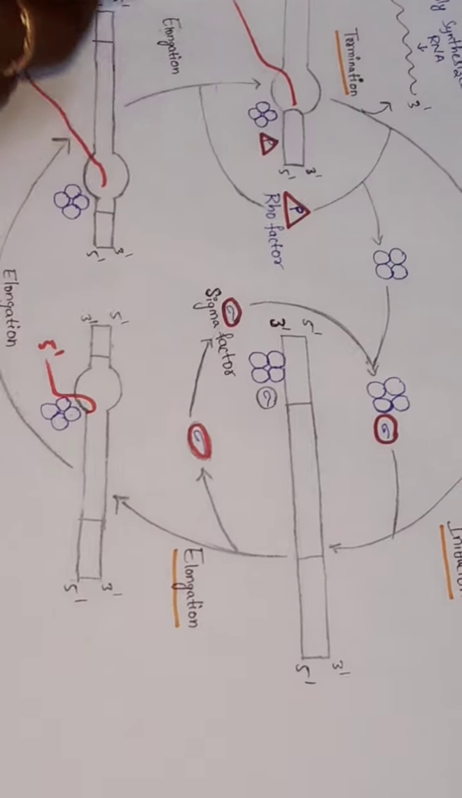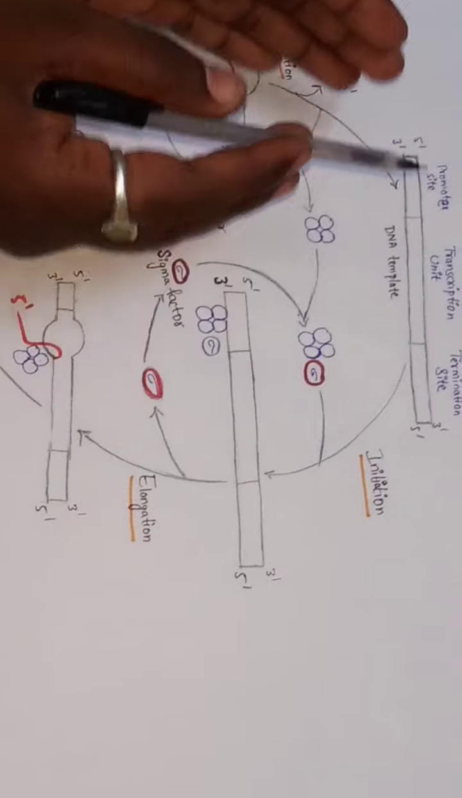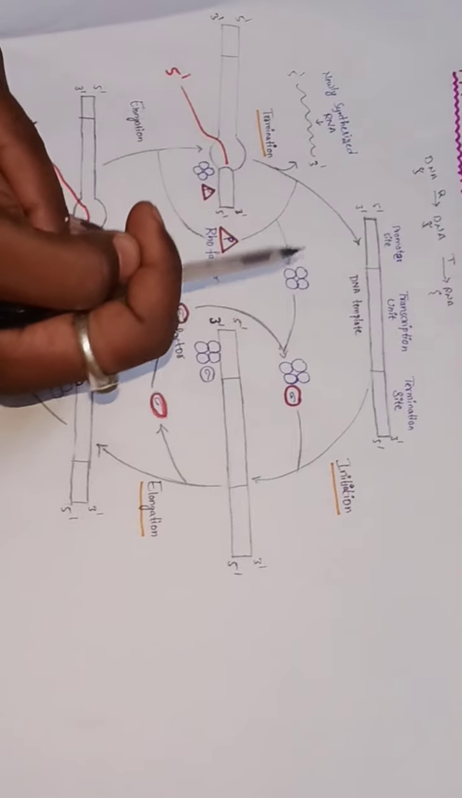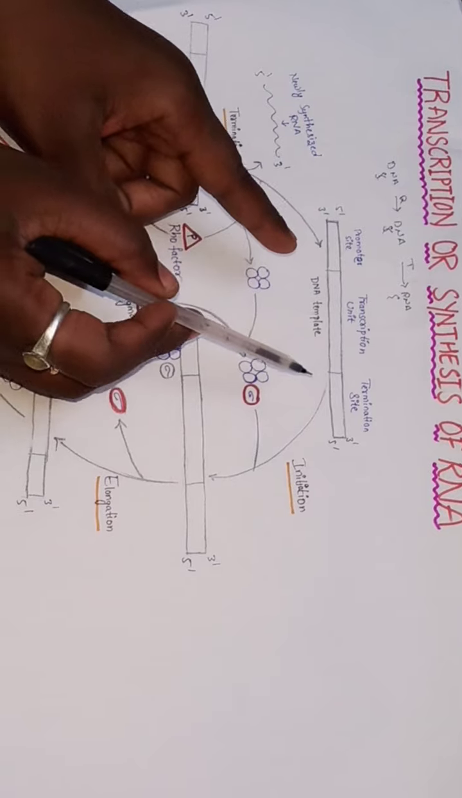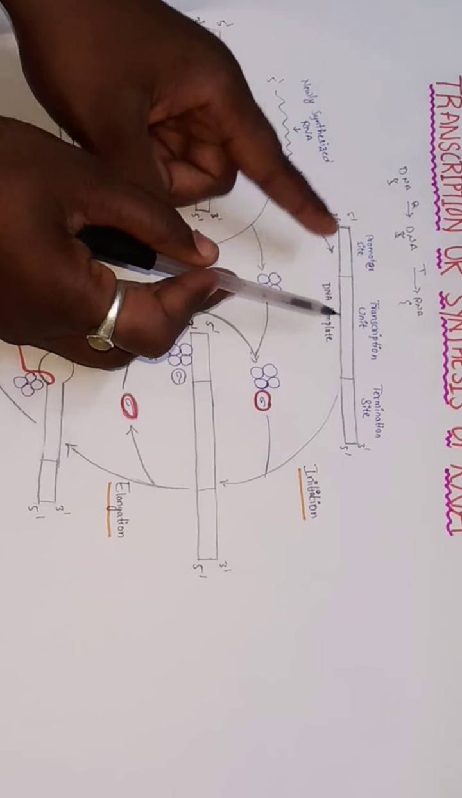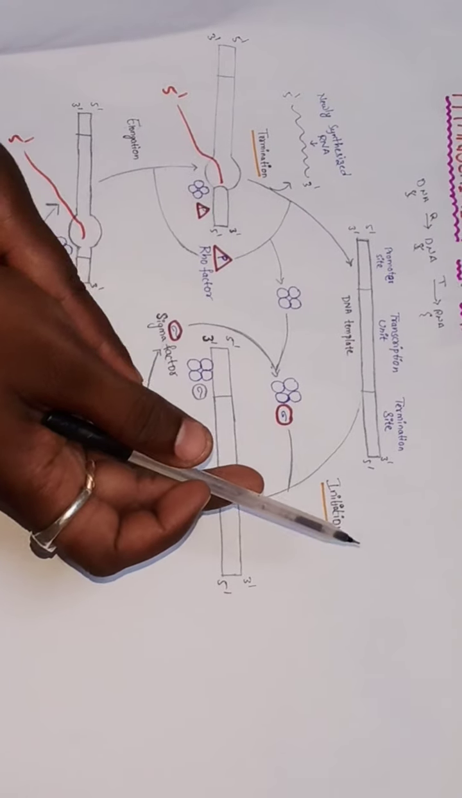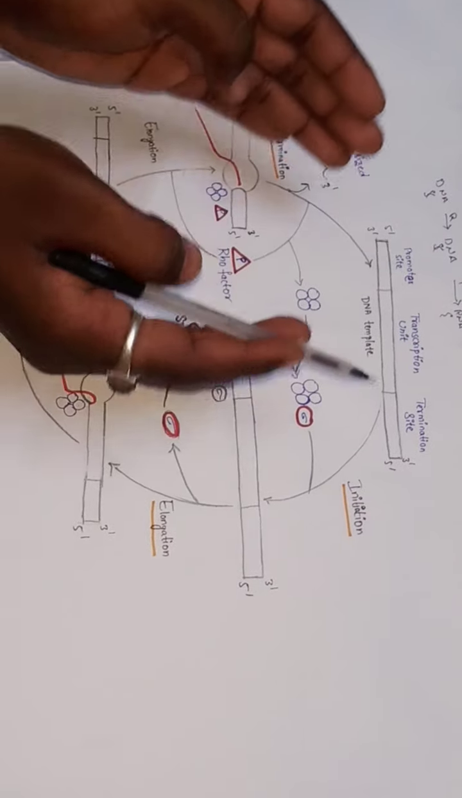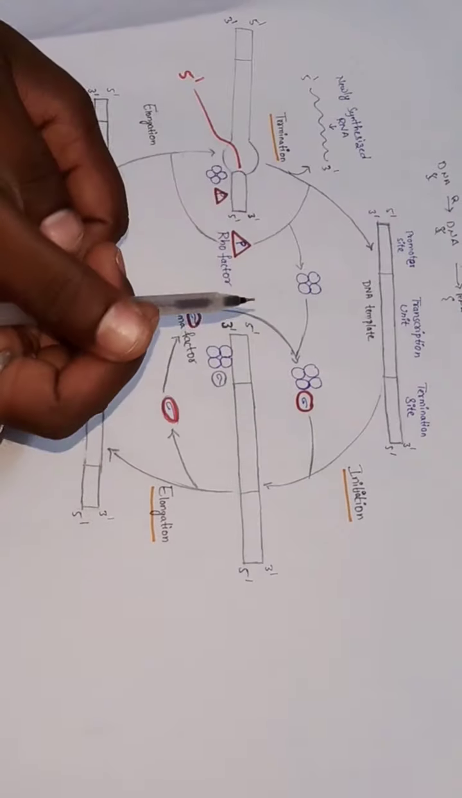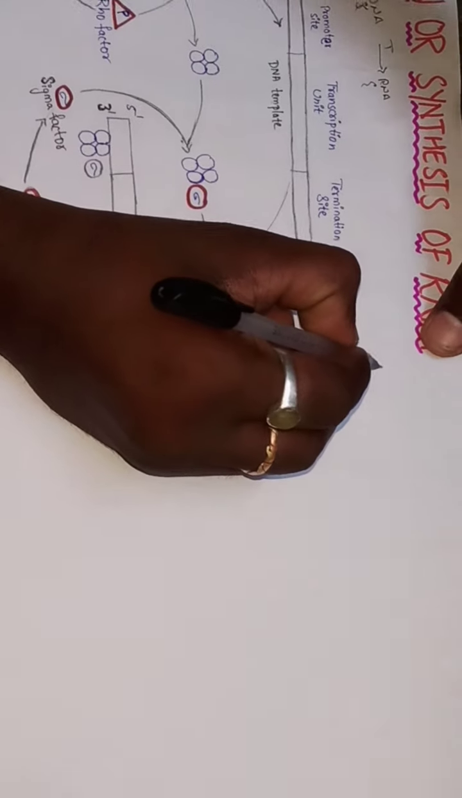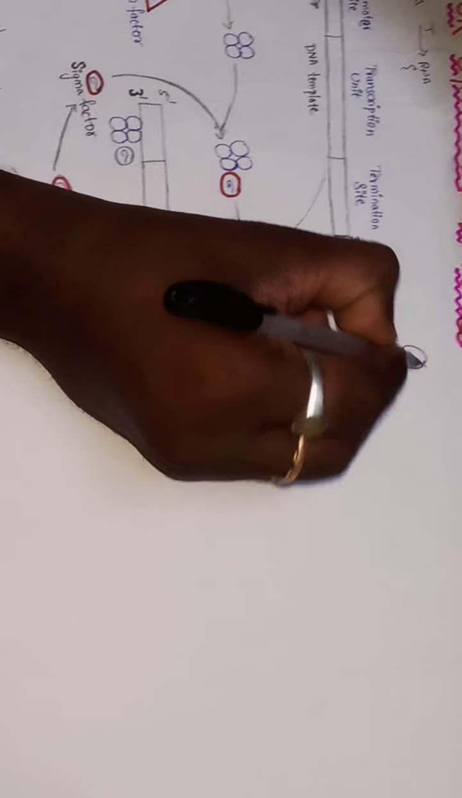So here, how is the double helical structure converted to a single helical structure? The single helical structure produced from the double helical structure, or the RNA synthesized from the DNA, depends upon one enzyme. That enzyme is called the polymerase enzyme. What is the polymerase enzyme structure?